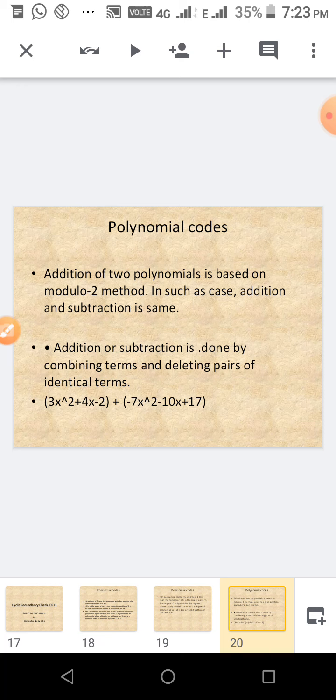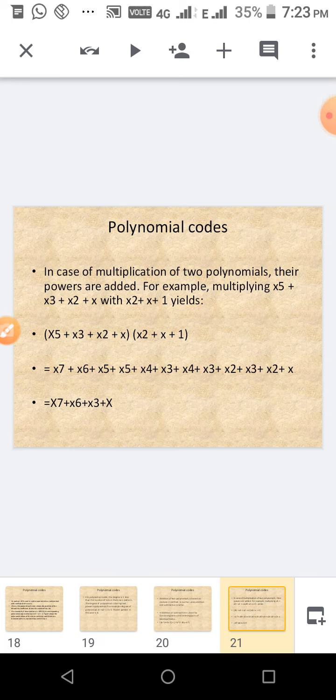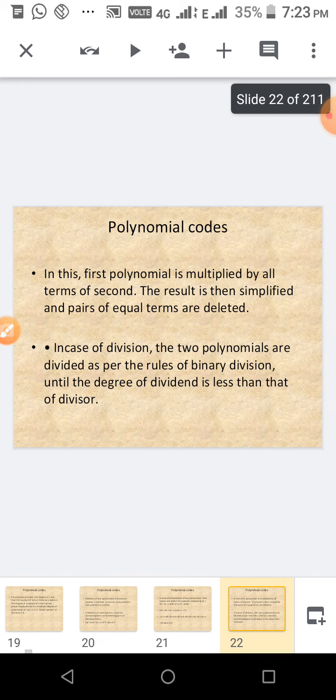If the same terms occur, we can add or subtract according to the symbols. For example, 3x squared minus 7x squared gives minus 4x squared. So if the power is the same, we can add or subtract. For multiplication, every term is multiplied by each and every term of the other polynomial, and finally we add all the terms. In division we subtract the powers. For example, x power 7 by x power 4 is x power 7 minus 4, that is x power 3. Okay, this is the basic concept of polynomials.